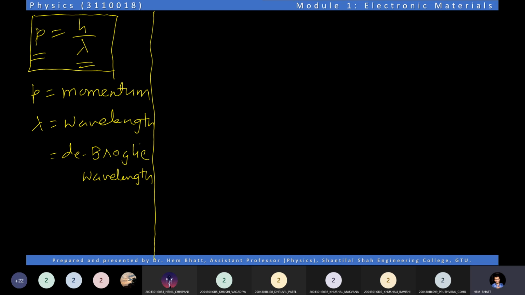So this is one thing which you should know. Second thing is the Heisenberg's uncertainty principle.